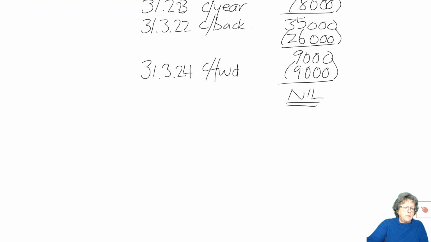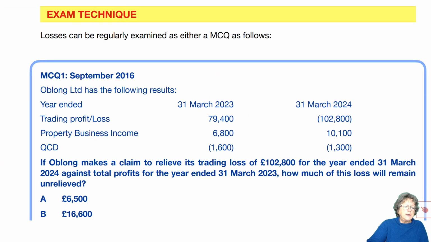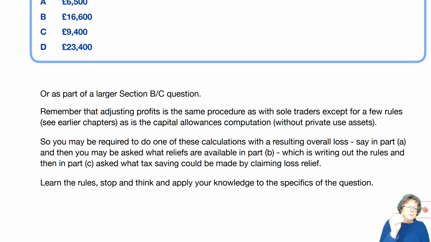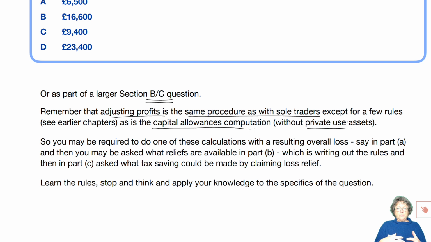Okay. So, exam technique. Regularly examined, either as a multiple choice question or as part of the B/C. Now, if you're doing part B or C, remember adjusted profits, same procedure as sole trader, except for those few rules, which you will see in earlier chapters. Capital allowances, again, no private use. So you may have to work out either adjusted profits and they'll give you capital allowances, or they'll give you adjusted profits and you've got to work out capital allowances, which will make a loss in part A. And then part B, you have to write out the rules and do a tax saving. So learn the rules, stop, think, and apply your knowledge to the specifics of the question.